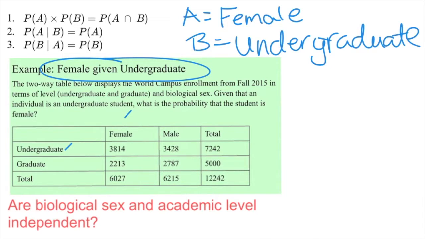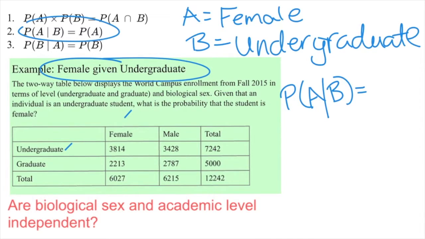We could look at any of the formulas that we have up here because we're not really starting off with any calculations. The last few examples we've looked at use the first equation, so let's do something a little bit different. We'll use the second one. So if A and B are independent, then the probability of A given B, or in this case, the probability of being female given that we know you're an undergraduate student, should be the same as the probability of being female.